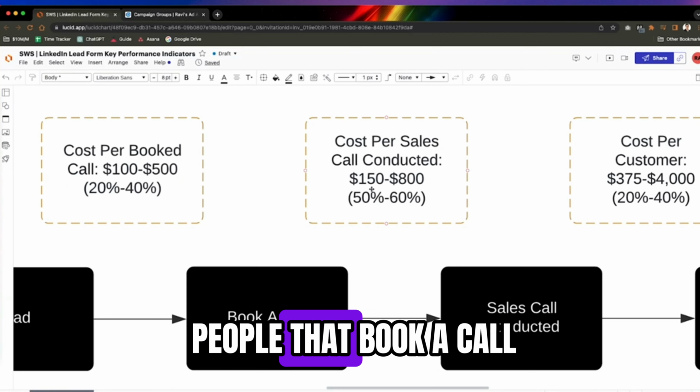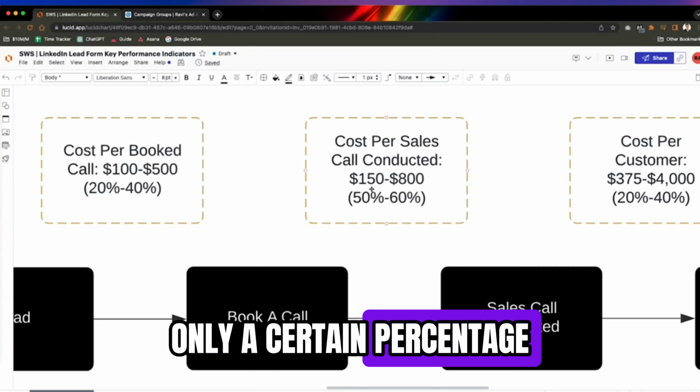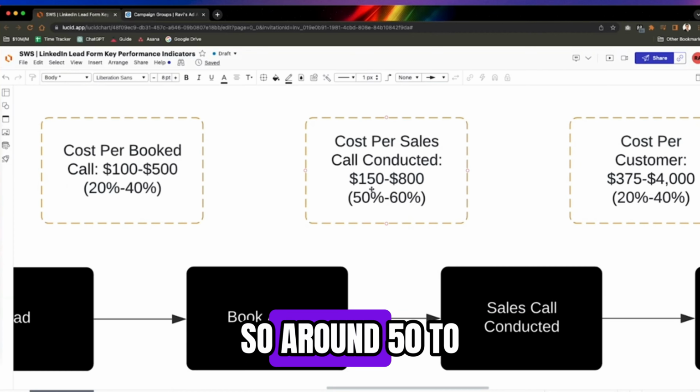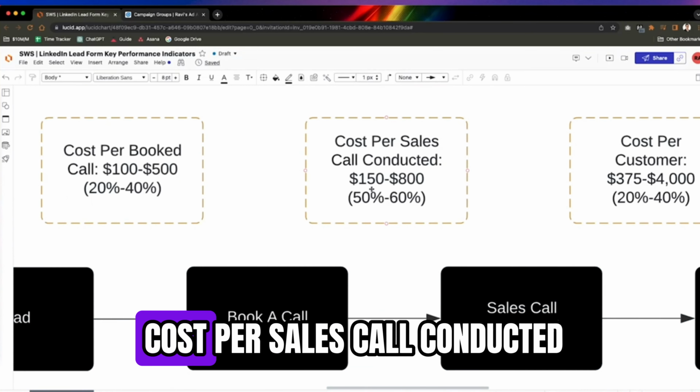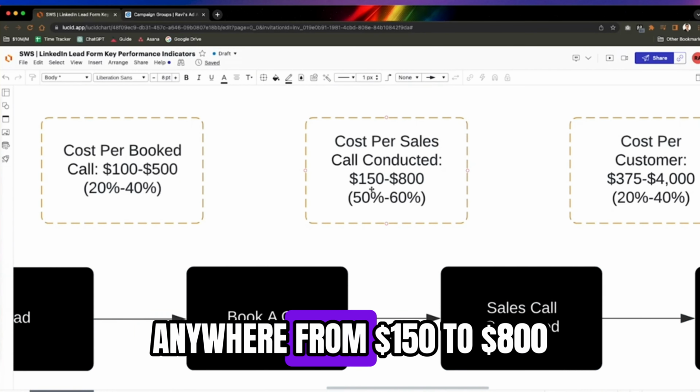And then of the people that book a call, only a certain percentage of them are going to show up. So around 50 to 60% of people are going to show up. And that means that you could have a cost per sales call conducted anywhere from $150 to $800.